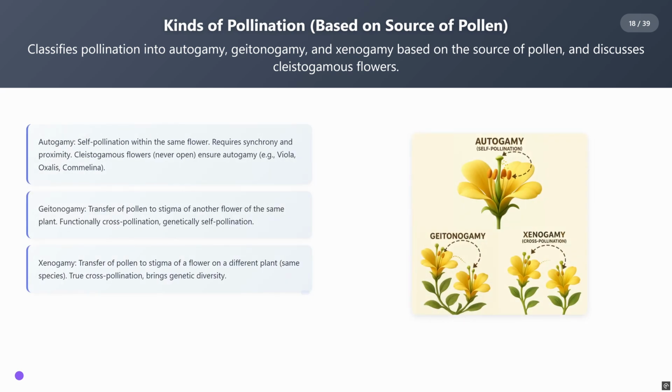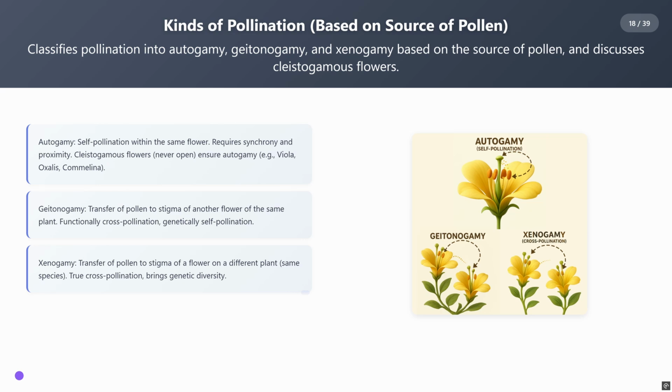Autogamy first, that sounds like self-pollination, doesn't it? Pollen from the anther landing on the stigma of the very same flower. Correct. Autogamy is self-pollination within the same flower. However, in a typical flower that opens up and exposes its anthers and stigma, we call those chasmogamous flowers, complete autogamy is actually quite rare. Why is that? Well, for it to work reliably, 2 conditions need to be met perfectly. The release of pollen and the receptivity of the stigma happen at exactly the same time, synchrony. And the anthers and stigma need to be positioned very close to each other so the pollen can easily land on it. Right. Timing and position need to be just right.